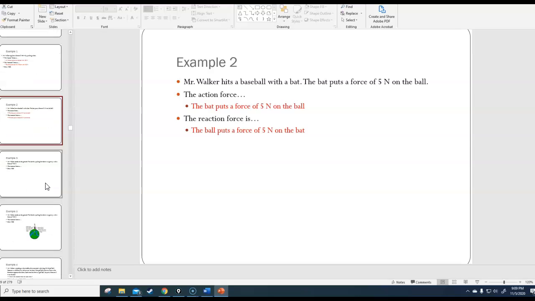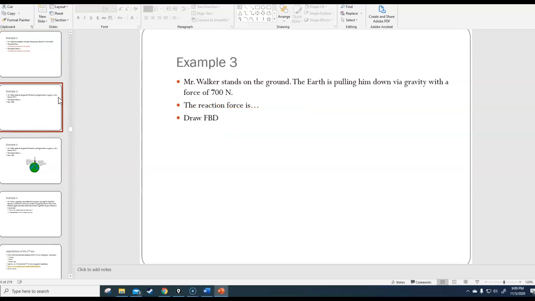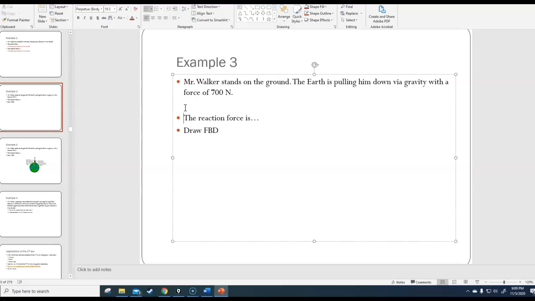Let's take a look at one or two more concept examples with the third law. Take a look at example 3. Example 3 says Mr. Walker stands on the ground. The earth is pulling him down via gravity with a force of 700 newtons. See if you can figure out the action force and the reaction force on your own. Okay, so I'm going to write this out. The reaction force is... See if you can identify the action and reaction force on your own.